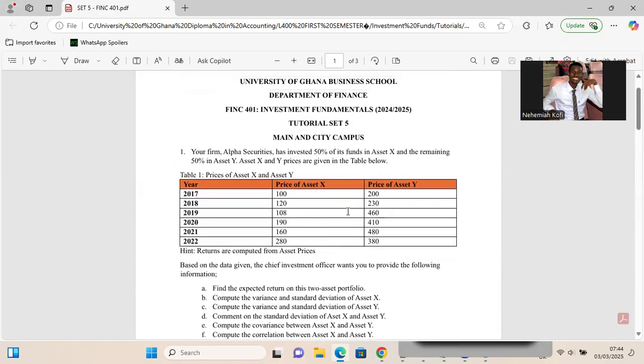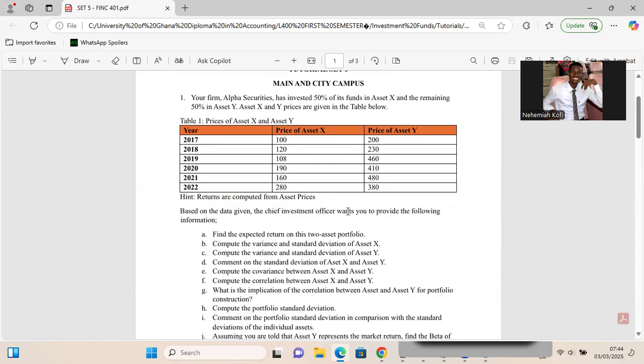But let's look at question 1, which is a likely examinable question, right? Your firm, Alpha Securities, has invested 50% of its funds in asset X and the remaining 50% in asset Y. Asset X and Y prices are given in the table below. These are the prices for 2017, 18, 19, 20, 21, 22. This is the price of X, this is the price of Y, right?